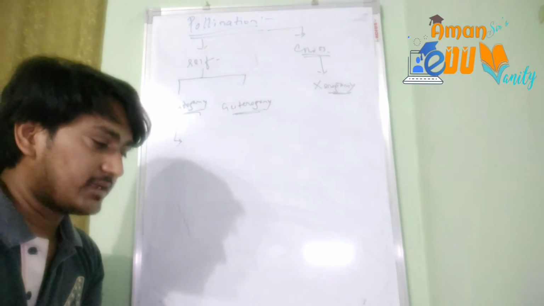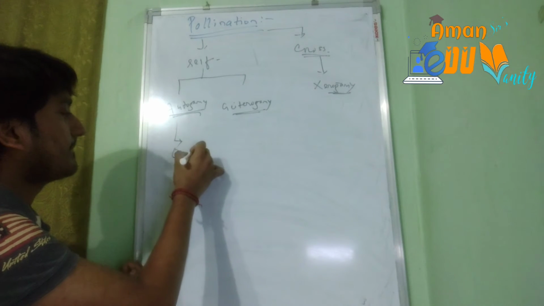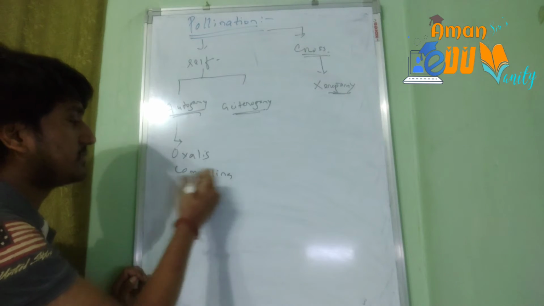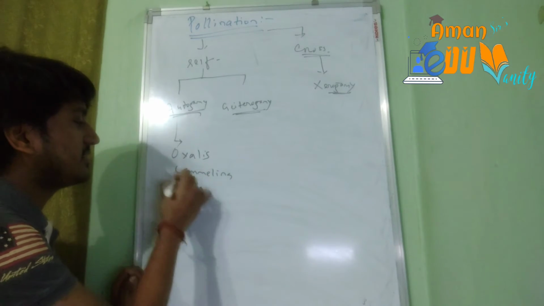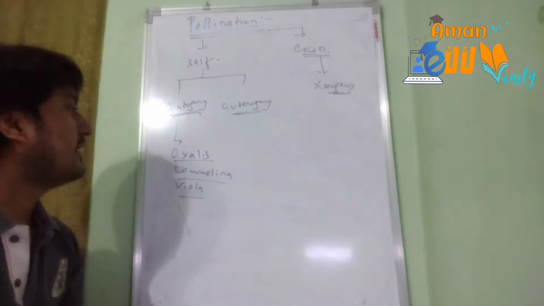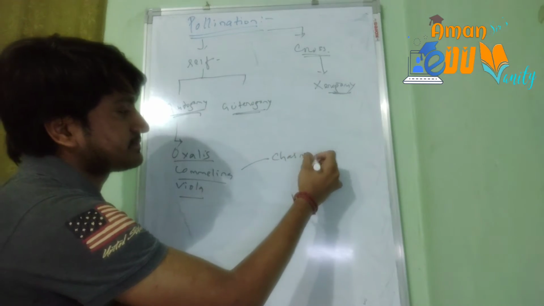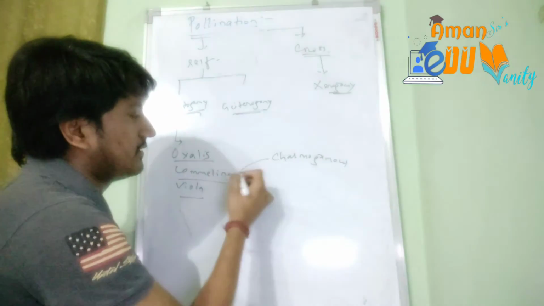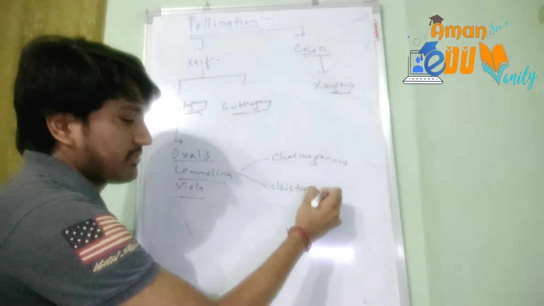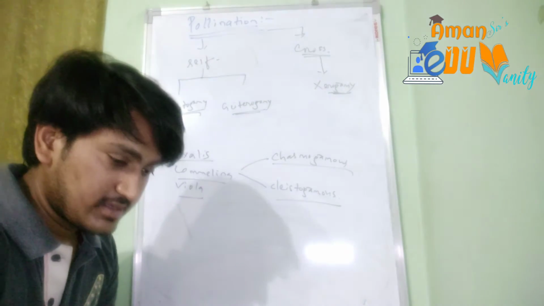Another thing is that some species like Oxalis, Commelina and Viola produce two different kinds of flowers on the same plant. They could be producing chasmogamous flowers or cleistogamous flowers. Two kinds of flowers are produced by the species.